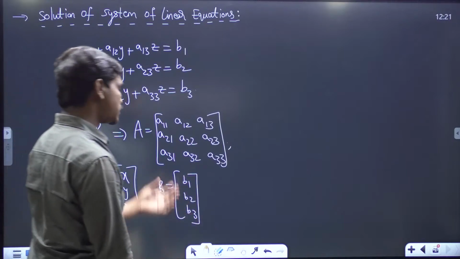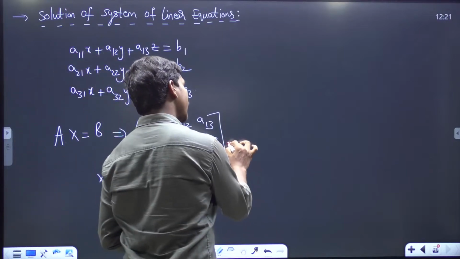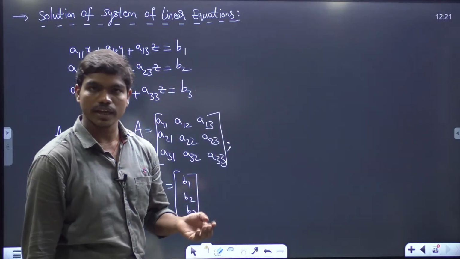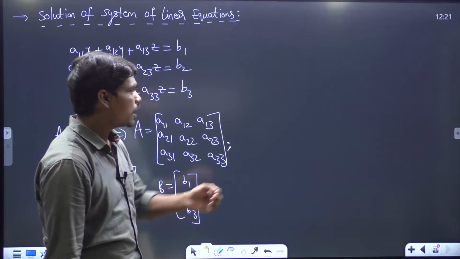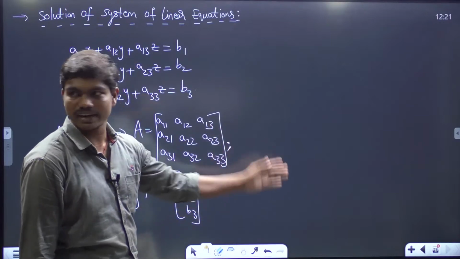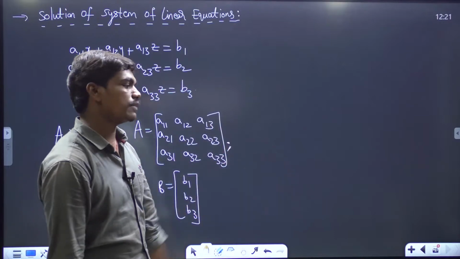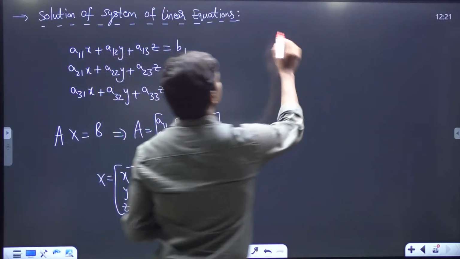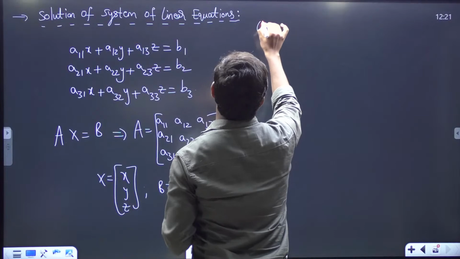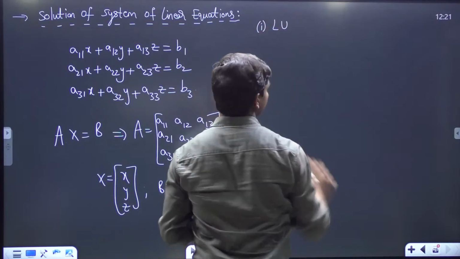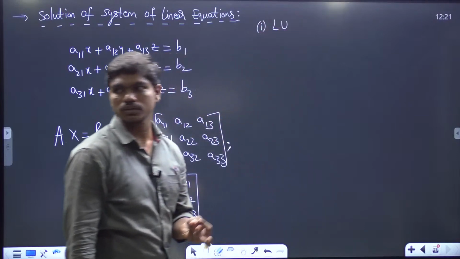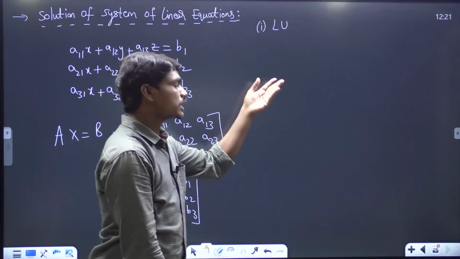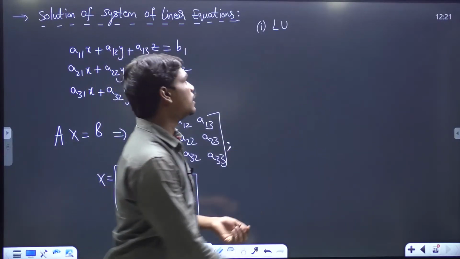Then, to solve the system of equations, calculating this A inverse may not be feasible all the time, because calculating the cofactors, then the adjoint matrix, and then calculating A inverse by dividing with the determinant may not be time saving all the time. So I'm going straight to the methods. Basically we'll discuss three methods: LU decomposition method, Gauss elimination method, and Gauss Seidel method. We'll discuss one of the methods today, and if time permits, the other also.